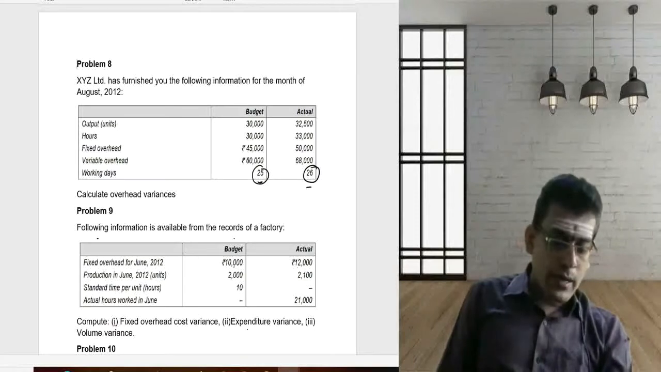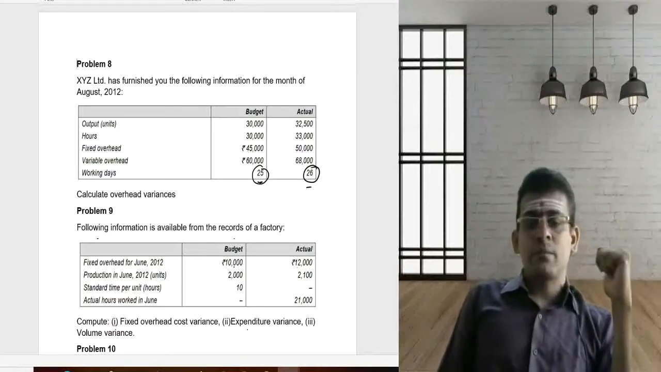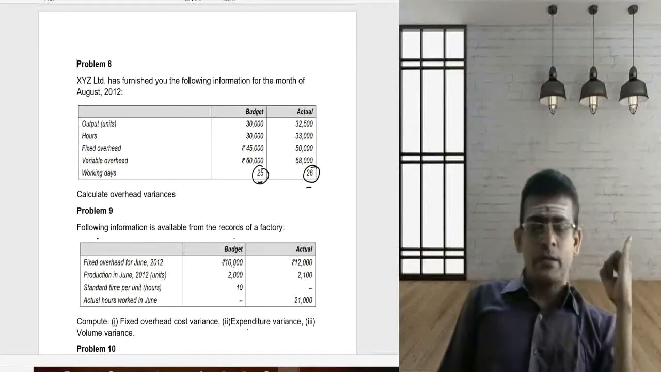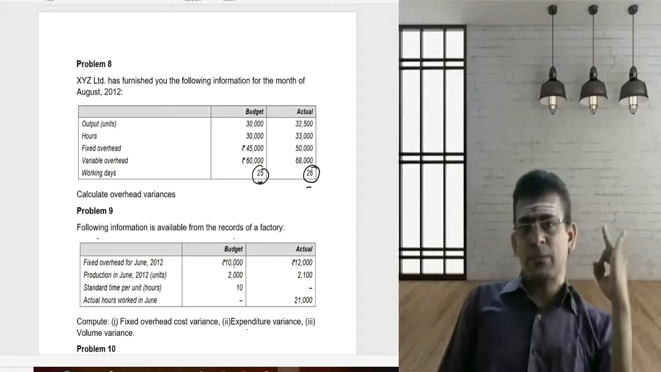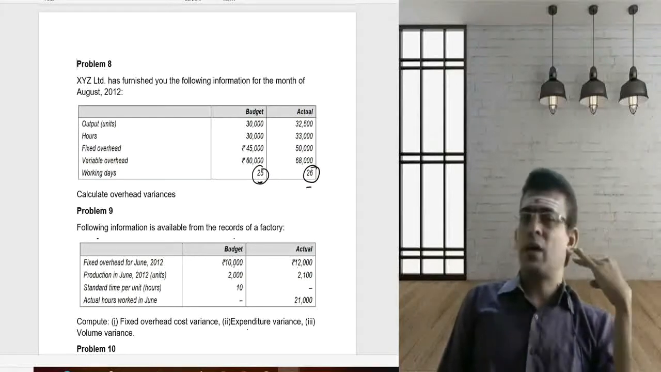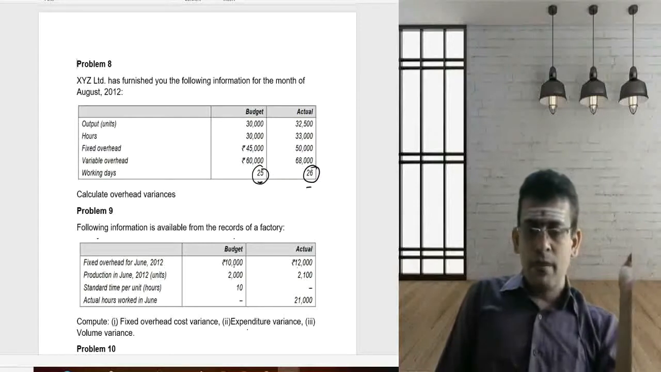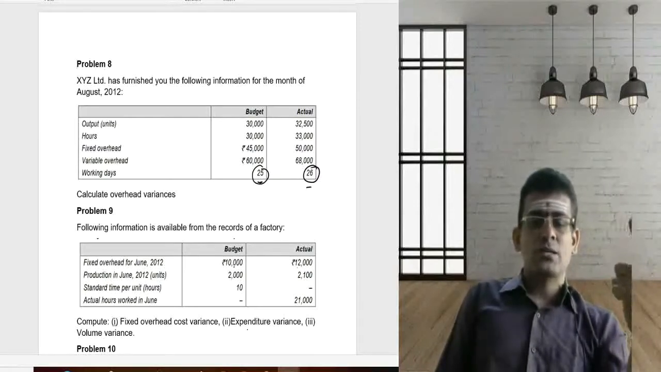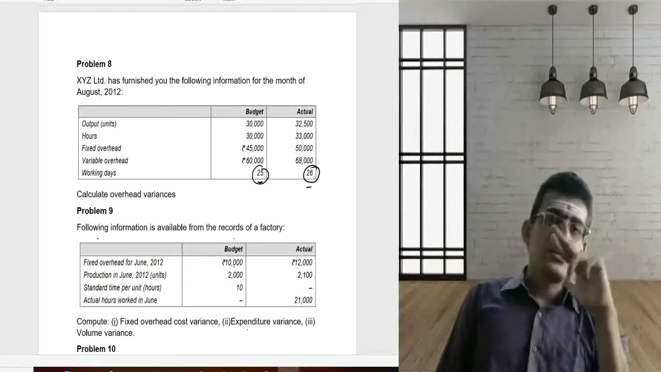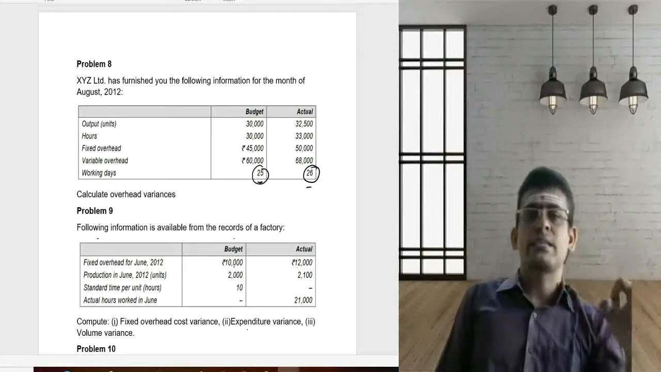Now what I need to calculate? I need to calculate my cost variance. I need to calculate my expenditure variance. I need to calculate my volume variance. So even in this problem, he is not asking you to calculate your capacity. He is not asking you to calculate your efficiency. These 2 things are not required. Only 3 things are required.